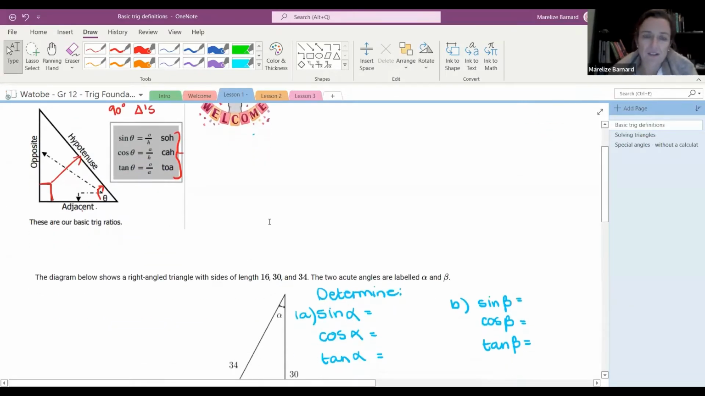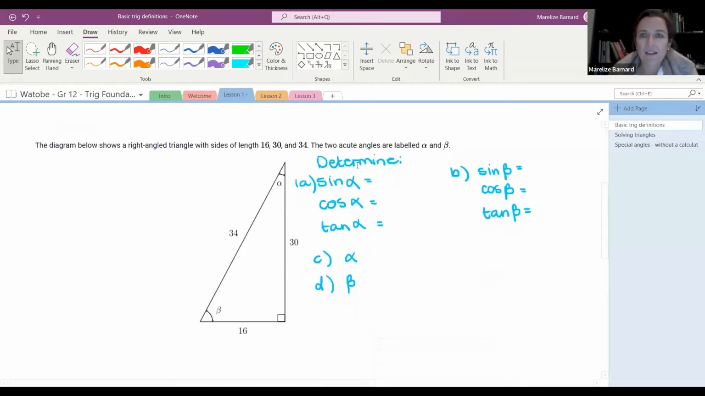So, SOH CAH TOA. Let's apply it and let's look at an actual triangle while we are doing this. In this triangle, again, we're in a 90-degree triangle. It's indicated over here. And then we've got two angles. We've got angle beta in this corner over here and angle alpha in this corner over here.